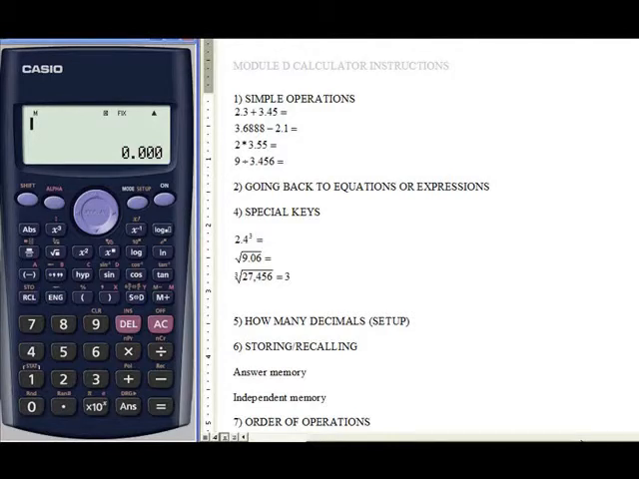Today we will talk about doing operations with decimals. Let's start by fixing the number of decimals after the decimal point. That's usually done with a fixed button or menu. This one is under setup. So I'm going to go get the setup.